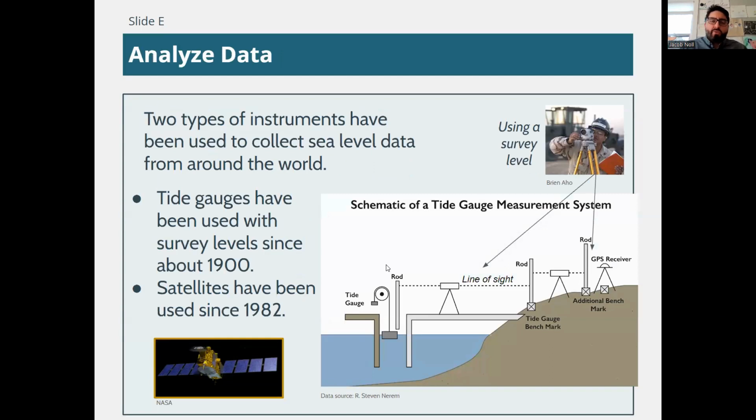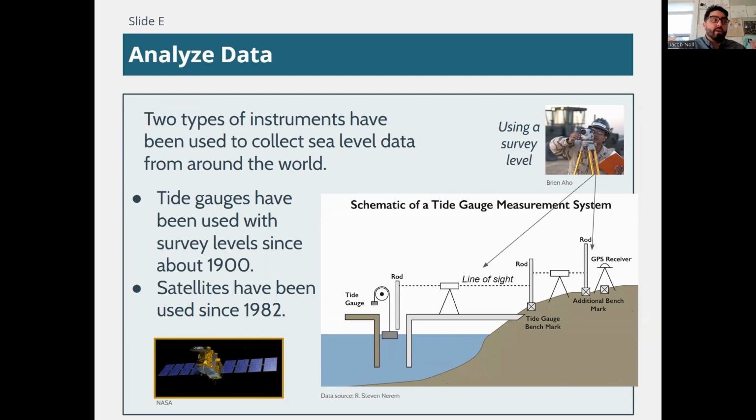Okay, so in order for us to understand whether or not other communities are experiencing this sea level rise as well, we've got to figure out, how are we going to measure sea level rise? Well, there are 2 main instruments that have been used to measure how high the seas are.